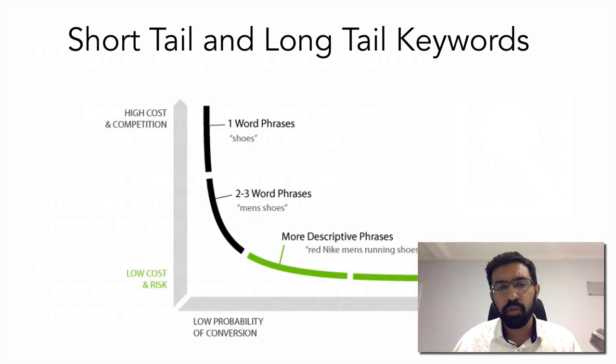So this is short tail and long tail keywords. Long tail keywords have low cost and risk and have high probability of conversion, but creating content for all the different types of long tail keywords is a bit difficult, and that is why we see competition being higher with short tail keywords, right? So as a digital marketer, you should always be aiming at trying to create more ads and more content for long tail keywords. So this concept you will understand as we go further into the lessons and delve deeper into this concept.